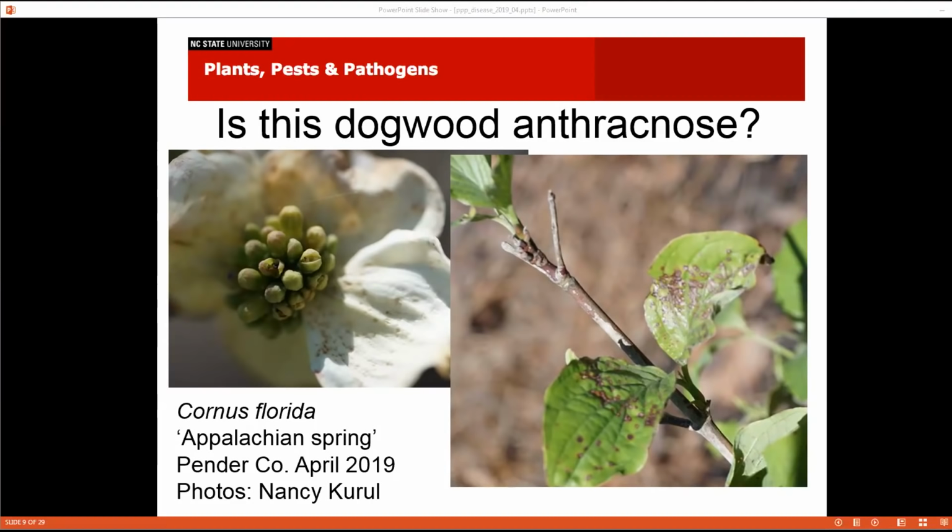Mike and Nancy clarified that the left is a native and the right is Appalachian Spring. Oh, okay. Thank you.